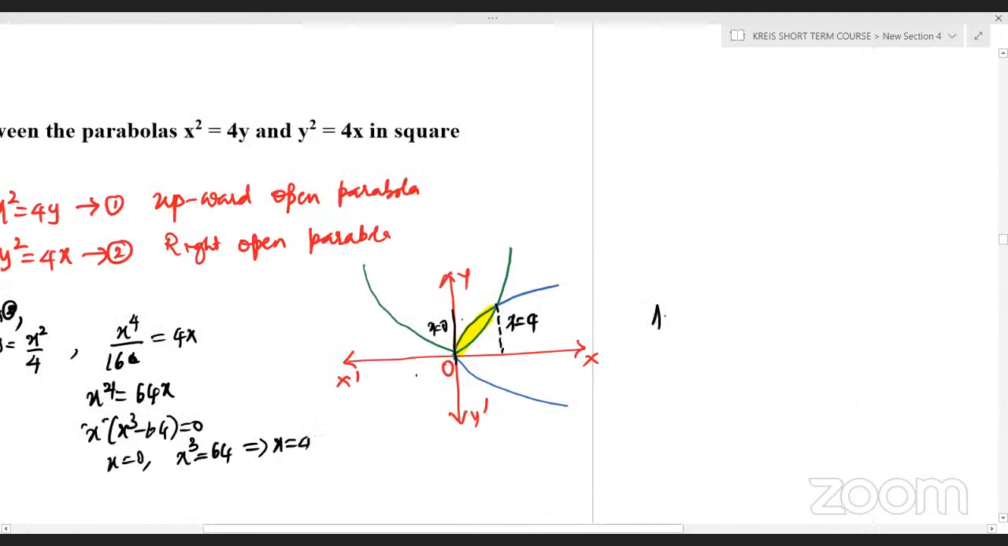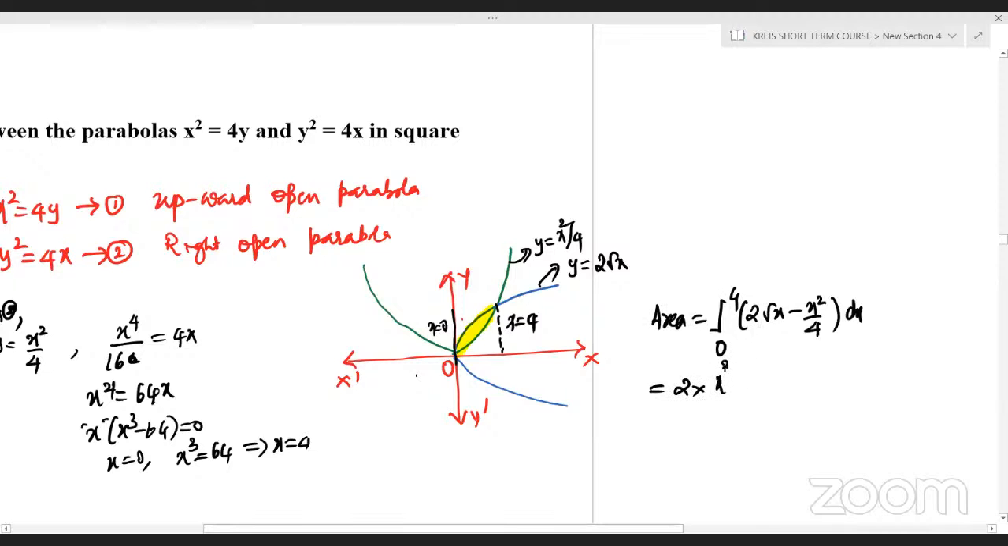Now required area is nothing but integral from 0 to 4. First one, it is nothing but y squared is equal to 4x, y is equal to 2 root x here. And from this one, it is y is equal to x squared divided by 4. So this will be 2 root x minus x squared divided by 4, integrated with respect to x. 2 into root x can be written as x to the power 3 by 2 divided by 3 by 2, minus 1 by 4 into x cube divided by 3, evaluated between 0 and 4. So it is 4 by 3 into 4 to the power 3 by 2 minus 1 by 12 into 4 to the power 3, and lower limit is going to be 0.